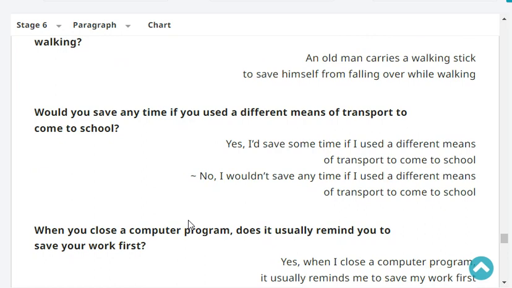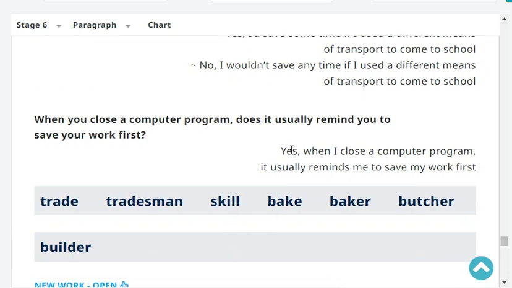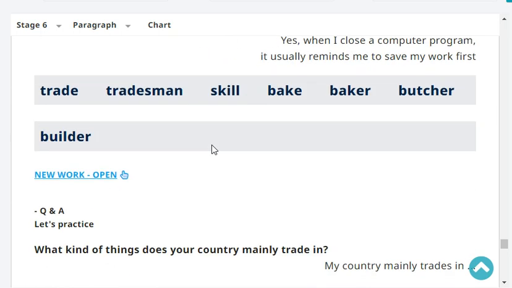Would you save any time if you use a different means of transport to come to school? Yes or no? Yes, I'd save some time if I use a different means of transport to come to school. Very good. When you close a computer program, does it usually remind you to save your work first? Yes, when I close a computer program, it usually reminds me to save my work first. Very good.